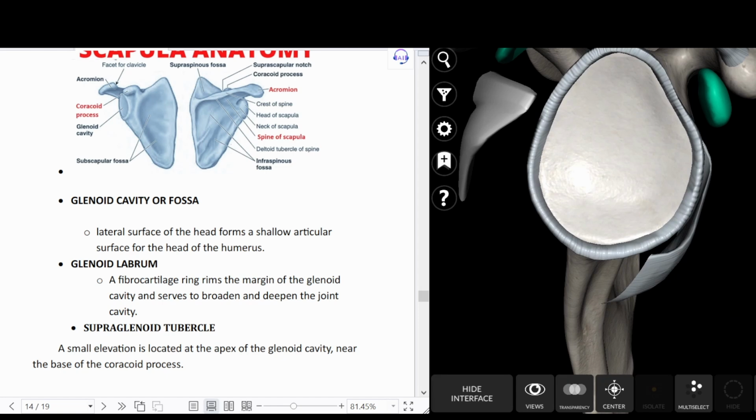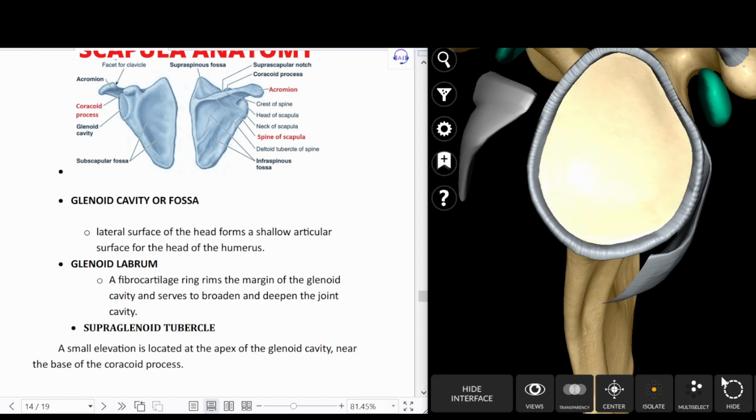What is supraglenoid tubercle? Supraglenoid tubercle is a small elevation.